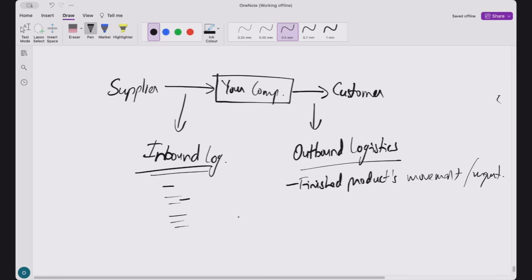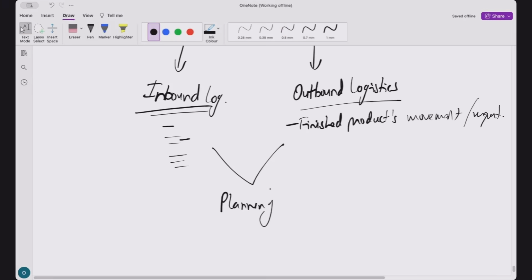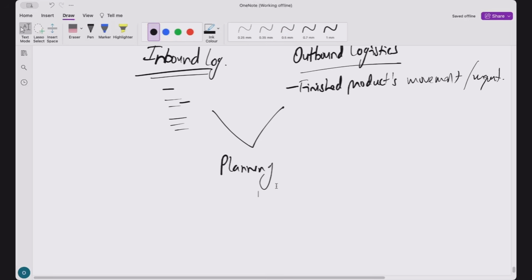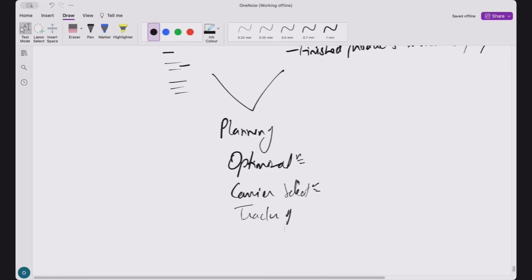And what is OTM's role in inbound and outbound? Planning of the delivery routes or the sourcing routes, then optimization, selecting the carrier, tracking delivery, and managing the cost, invoicing or billing. And this is where OTM is most commonly used.